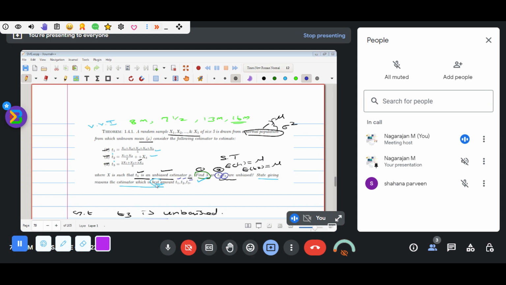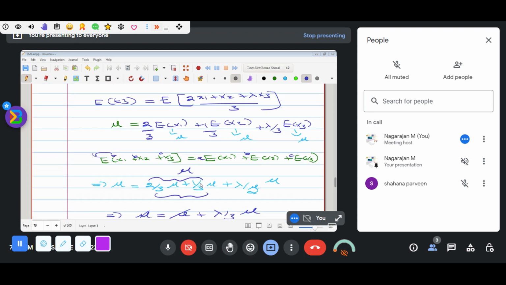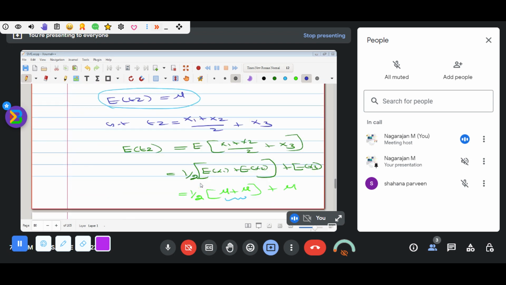Best estimator means you want to find the variance separately: variance of T1, variance of T2 and variance of T3. Separately you find that, see what result you get, and whichever satisfies the less than 1 condition, that estimator is called the best estimator. Therefore you want to separately find the variance of T1, T2, T3.